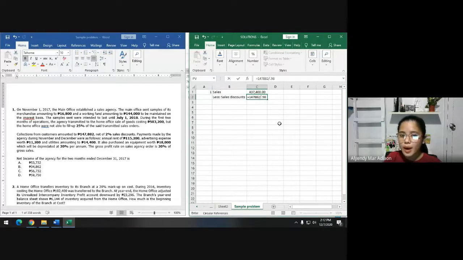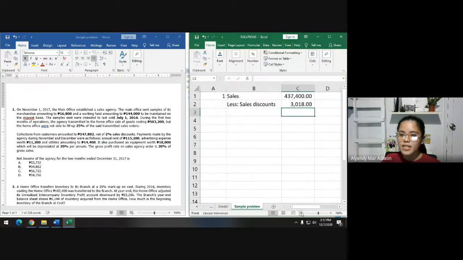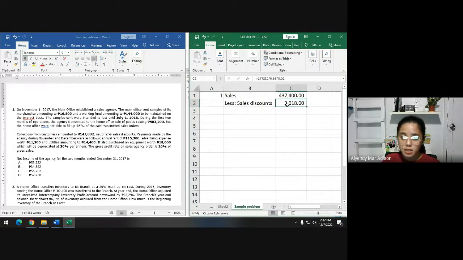Now, since we want to get the sales discount, we multiply it by 2%. Okay, so again, 147,882 divided by 0.98 times 2%. The 98% is only the reciprocal of the 2%. Okay, 100% minus 2%, that is 98%. So this is now the net sales.